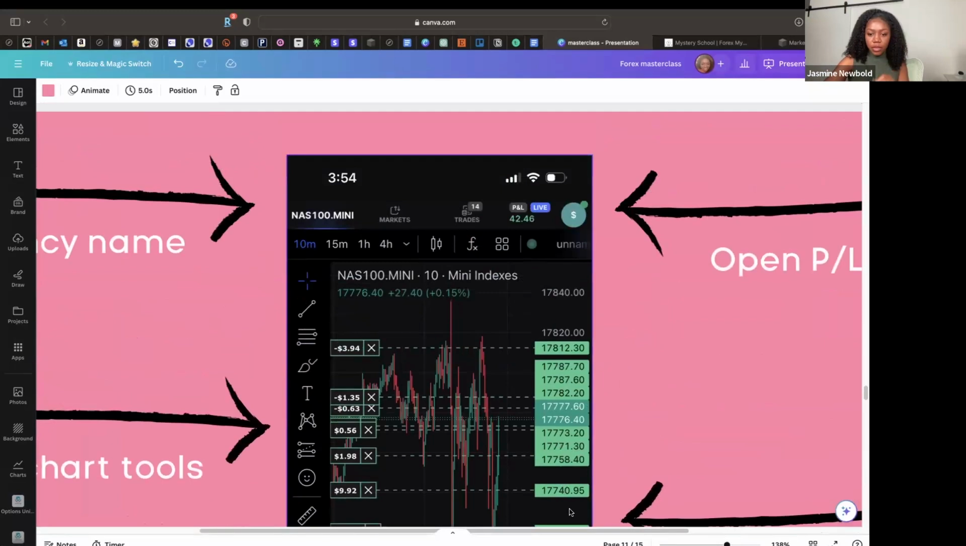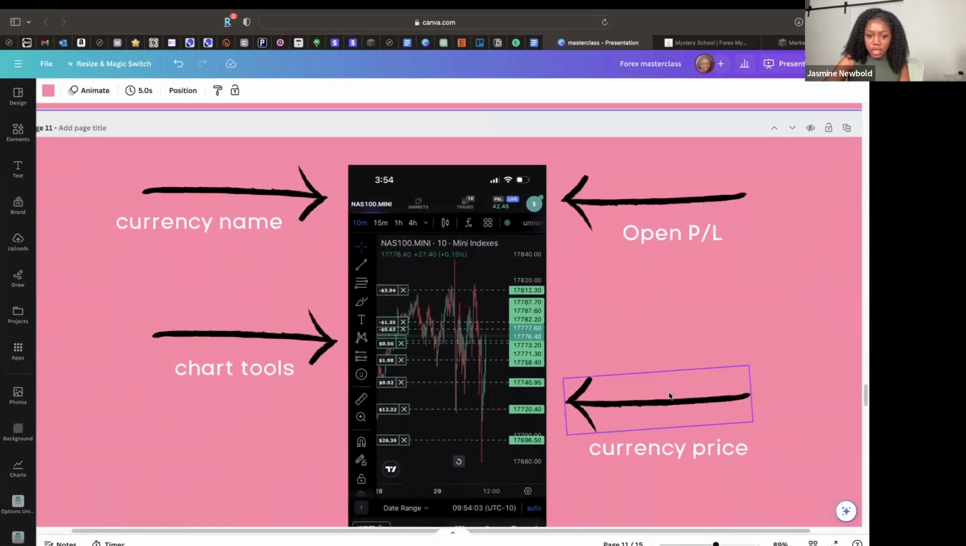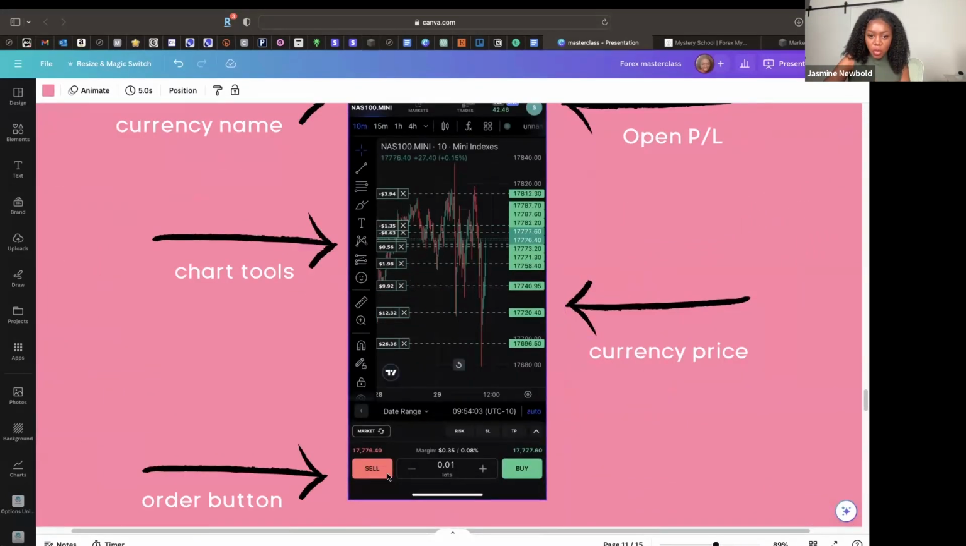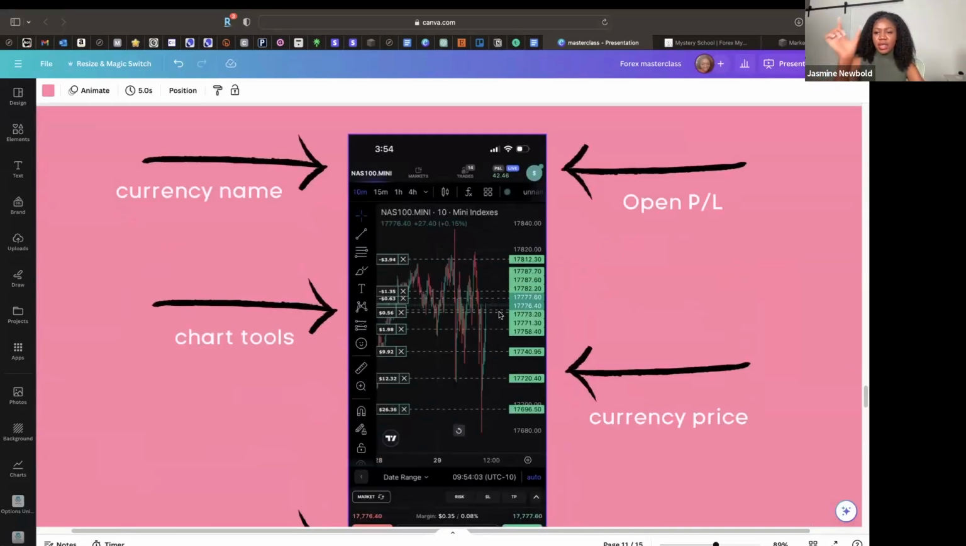So on the mobile version, you will see that you have that order button down here. So this is where you can set up the 1-click buy, 1-click sell. The chart is the same, but it's just more concise because it's on your phone. The chart tools are going to be right here on the left side. The price of the currency, so whatever you're trading, the current price that it's at, the currency name is going to be right here at the top. And then your open P&L is right here.